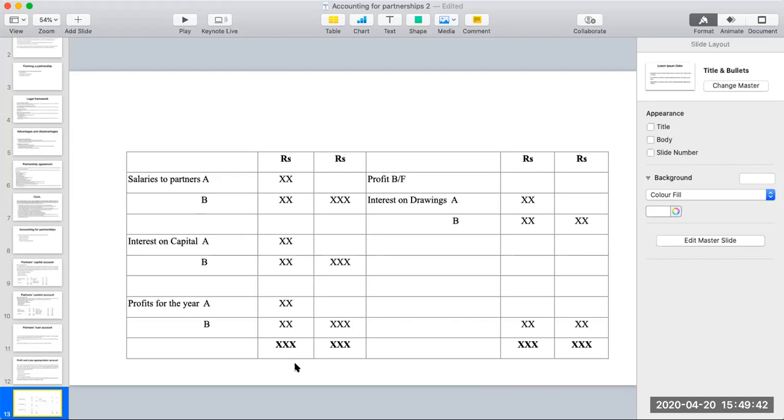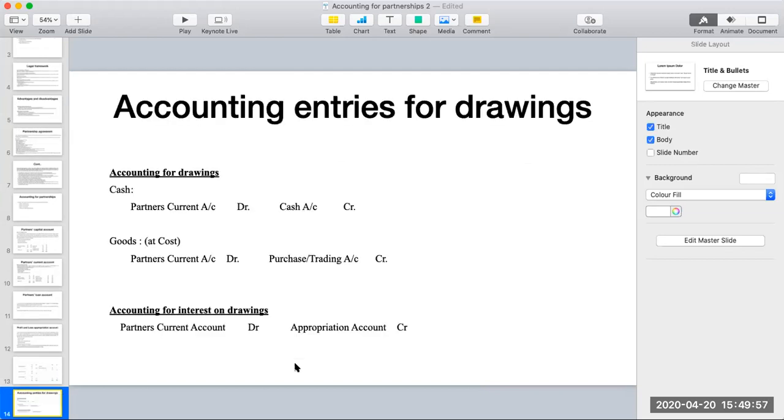Right. Finally, you will get the answer. Now, the final answer will be the amount that is distributed among the partners, which is recorded in the current account. Here I have given some of the accounting entries.